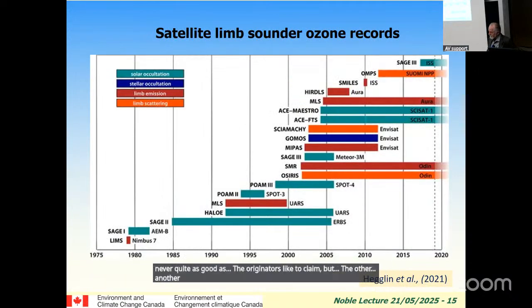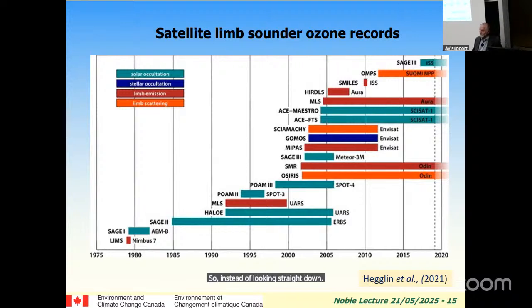But another type of instrument, which many of you will be familiar with, is the limb sounder. So instead of looking straight down, these look sideways at the atmosphere. And so you get profile information.